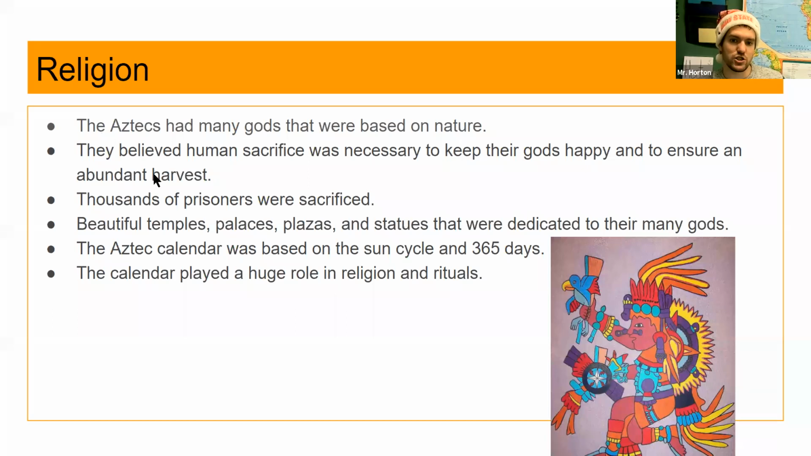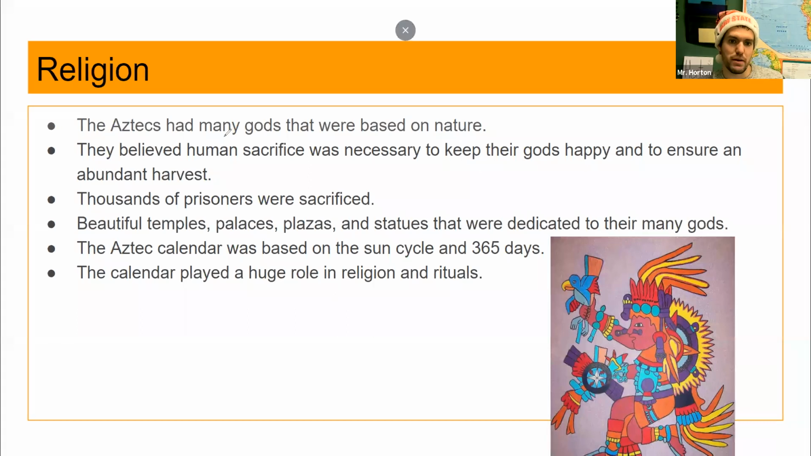And then the Aztec religion. The Aztec religion is very similar to the Mayans' as well. They worshipped many gods, mainly based on nature. They had a god basically for every aspect of life. And like the Mayans, they believed that human sacrifice was necessary to keep the gods happy and to ensure an abundant harvest. They believed in offering blood up to the gods, and that would keep them happy and help them keep them safe and help them grow a lot of crops.